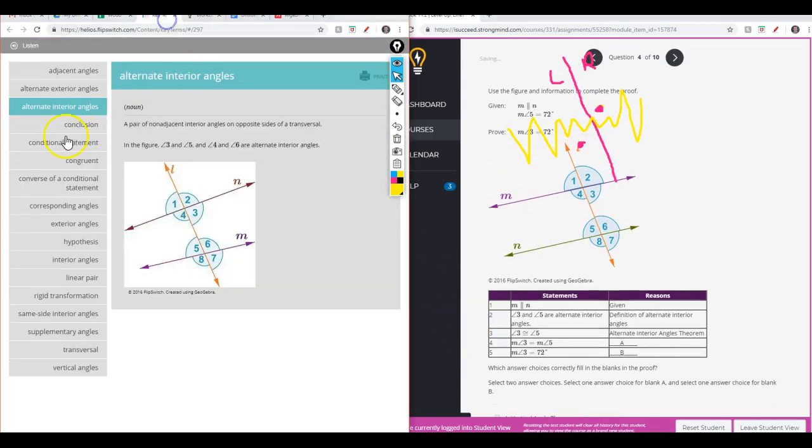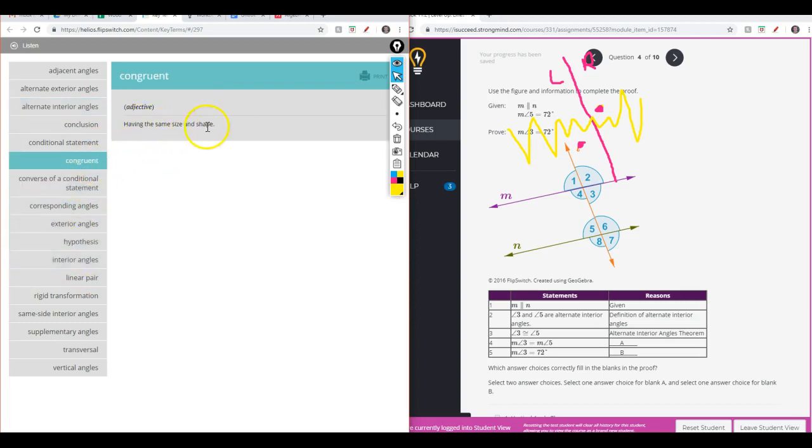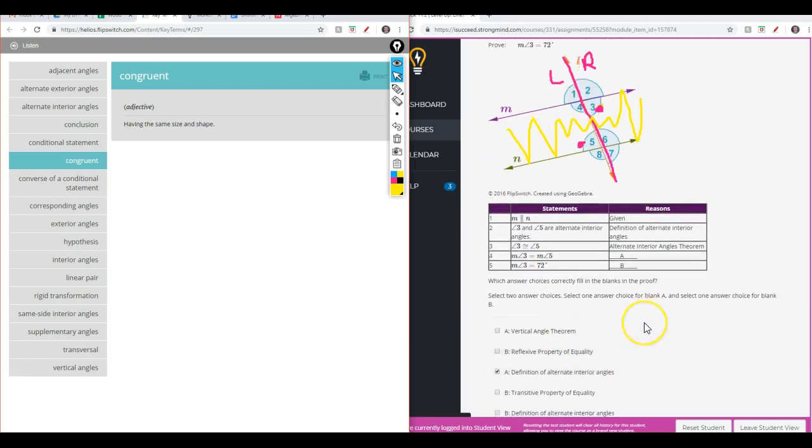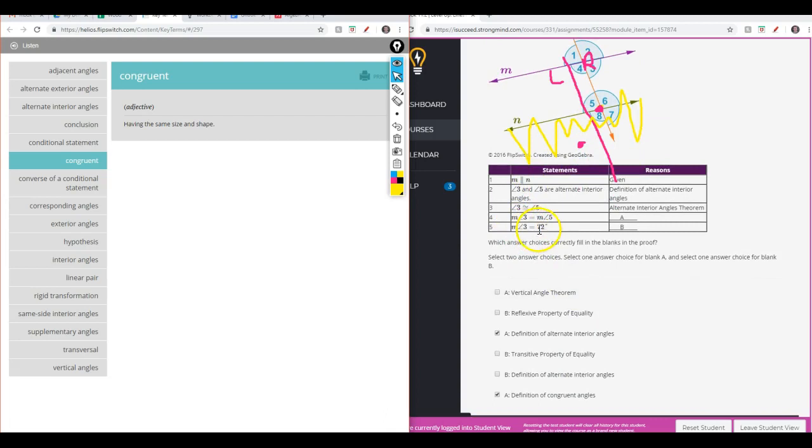Another way you could verify that is in the key terms. Look for congruent angles, which it's not listed, but congruent means having the same size and shape. So congruent angles would mean having the same size. So that's why they can state that the measure of angle 3 is equal to the measure of angle 5, because they have the same size, which is 72 degrees. So then it says measure of angle 3 equals 72 degrees, and then B is blank.